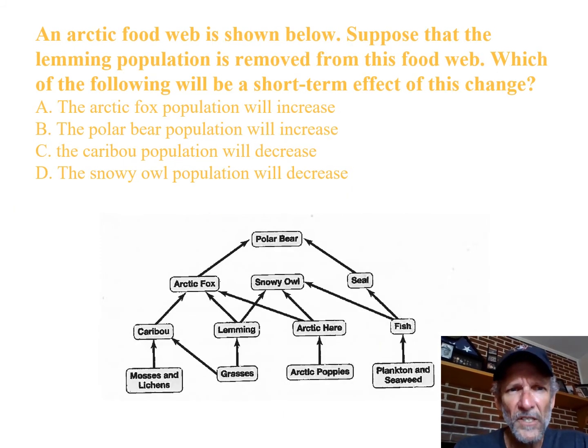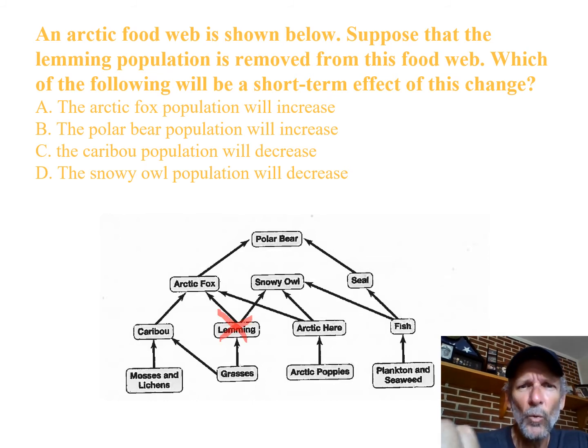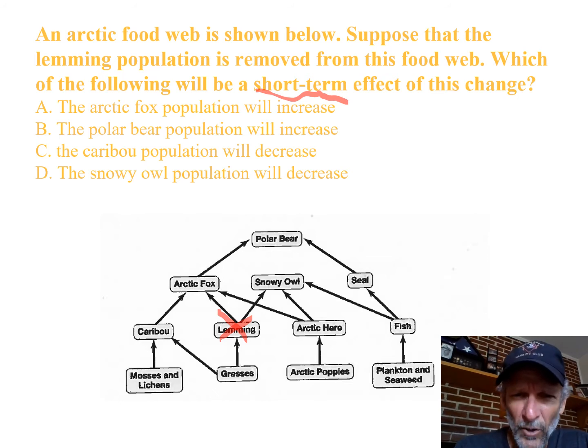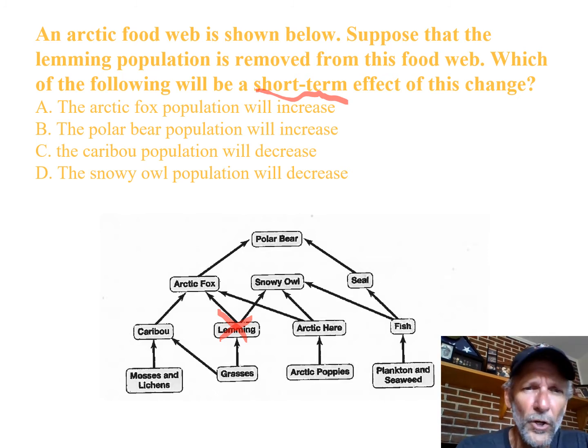So here's another one pretty similar. Suppose the lemming population is removed. That's here, which is a short-term effect. So now you're looking just one arrow away, right? And you just pretty logically match up. Okay, if lemmings are eating grasses, then grasses should increase, but grasses aren't part of your answer choices.